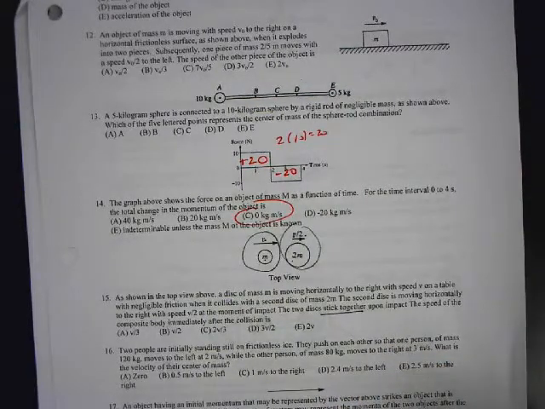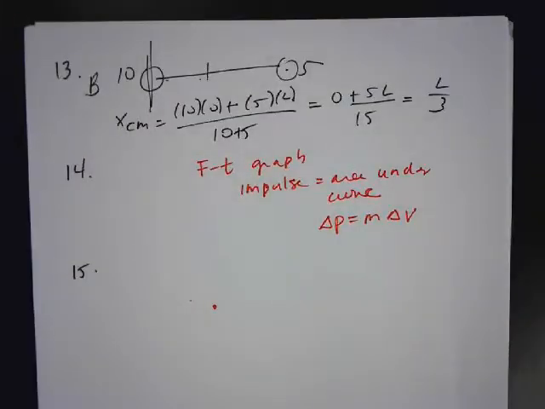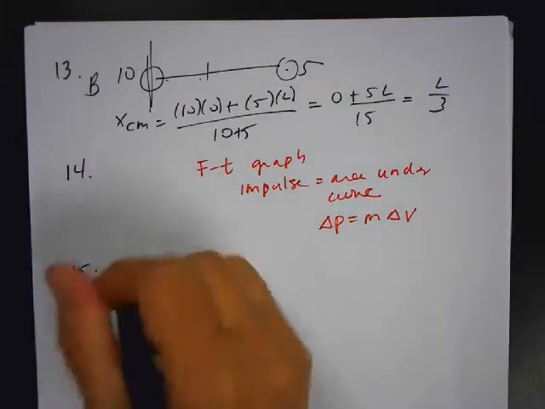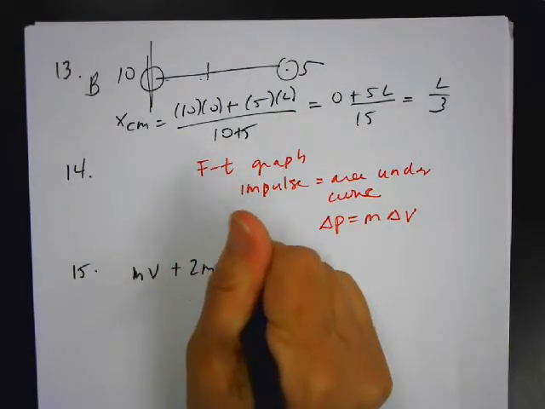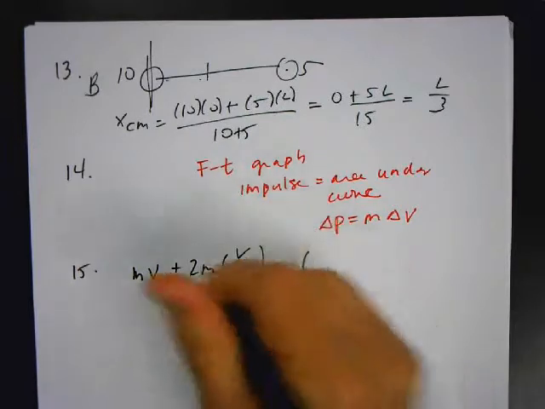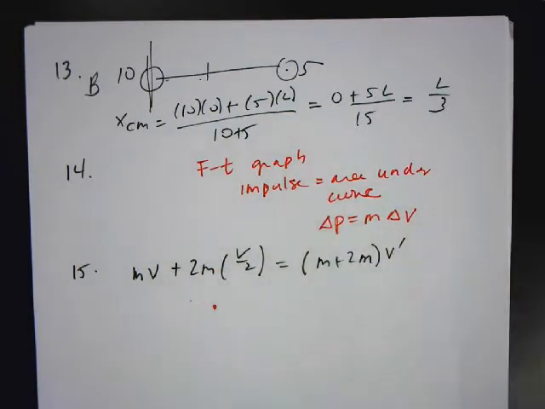The speed of the composite body after the collision is, so this is just, okay, so I have mv plus 2m times v over 2. They're going to have combined mass, so it's going to be m plus 2m, and then my combined velocity is going to be v prime. So then I just do algebra and solve for that. Okay. We could do that in regular physics. All right.